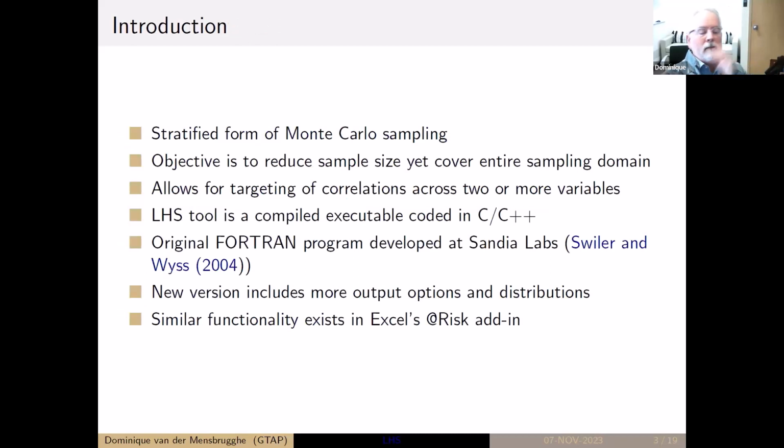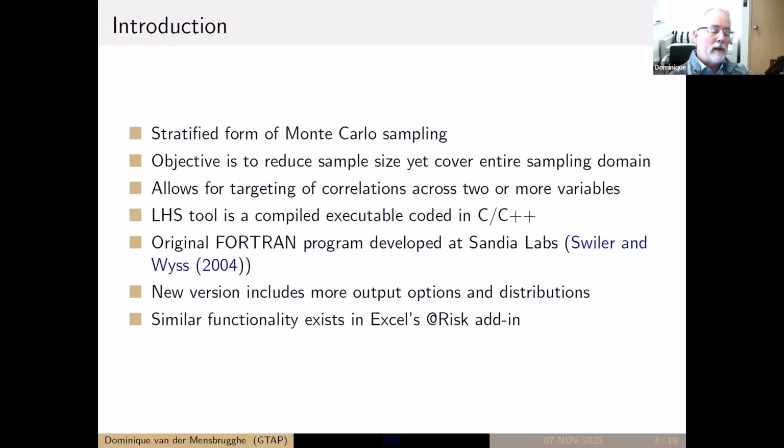So what is Latin Hypercube sampling? I might use LHS, a little bit quicker to say. It's a stratified form of Monte Carlo sampling, and I'll explain that in more detail in the next slide. The idea here is to reduce the sample size. In a standard Monte Carlo simulation, you need to sample a huge number of observations. Here, you can reduce that size. There's a specific strategy for doing that, but also covering the entire sampling domain.